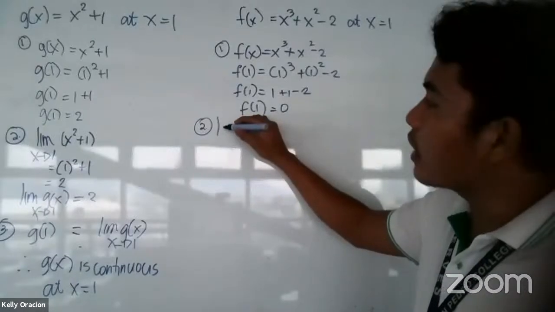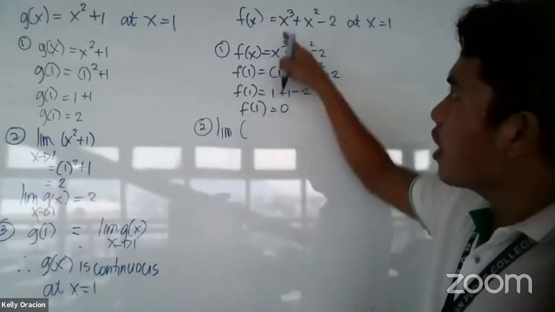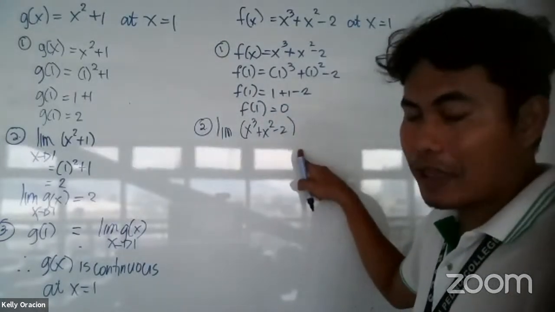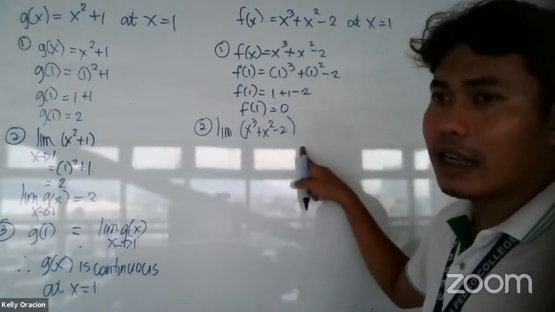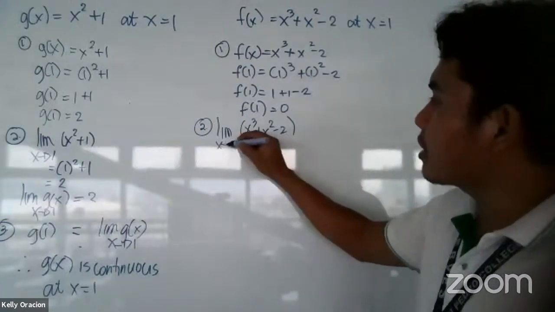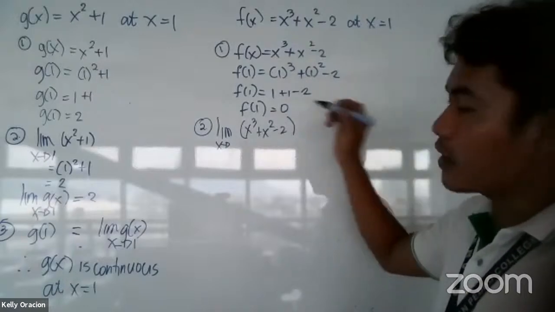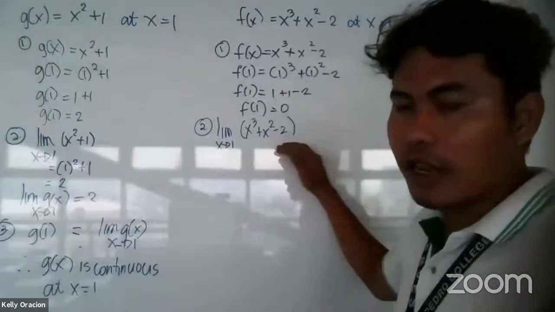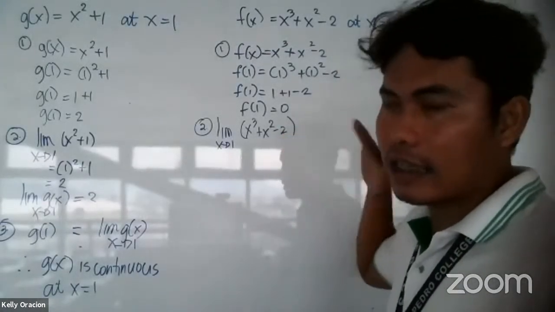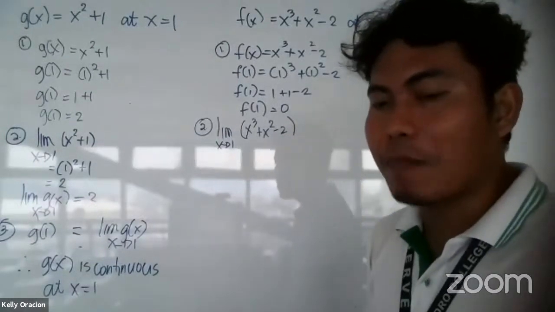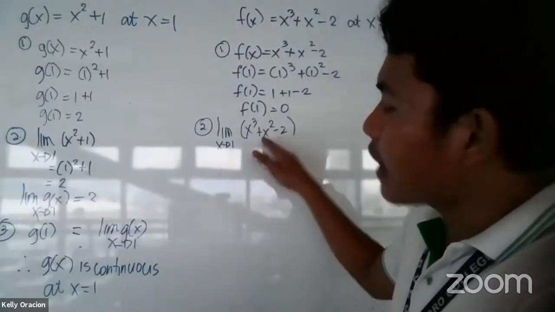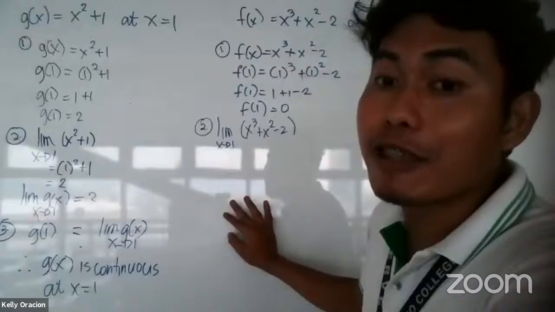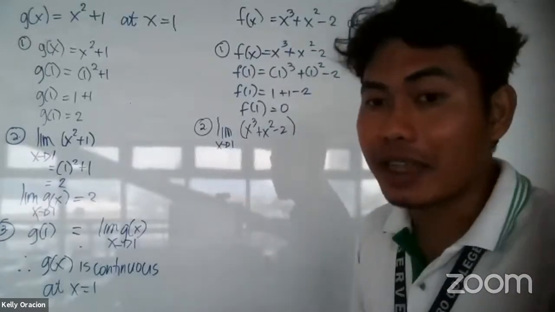The second condition is the limit of the function. Our function is x cubed plus x squared minus 2, and we take the limit as x approaches 1. In this kind of situation, we can apply direct substitution.